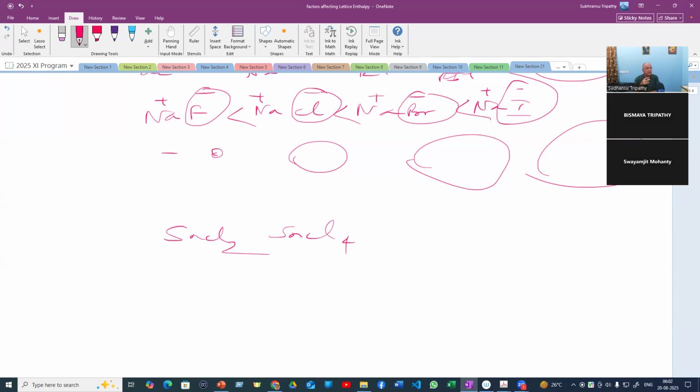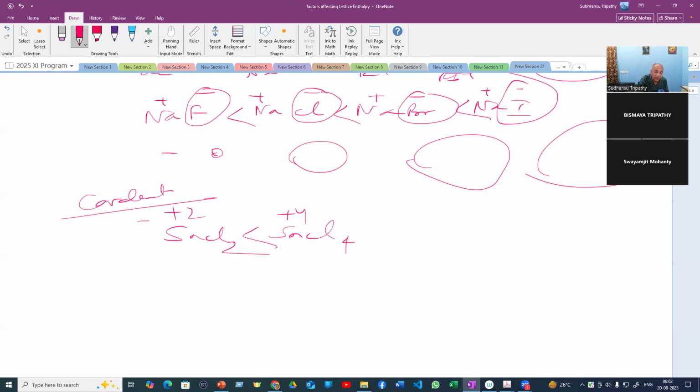Tell me, which will have more covalent character? Sir, SnCl4. Precisely, this is +2, this is +4. So the more the charge of the cation, the more the polarizing power of the cation, and the more its covalent nature. So SnCl2 is less covalent than SnCl4. That will be reflected here.